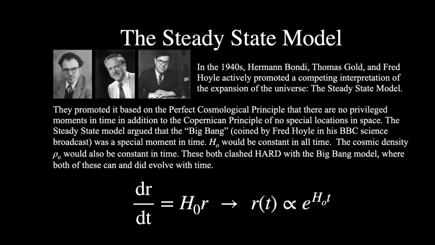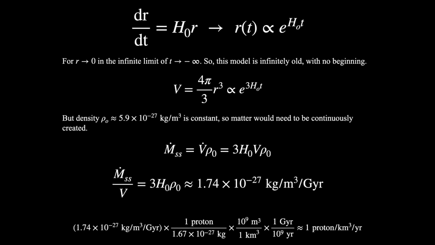With a functional form of an exponential, where v is equal to the derivative of the distance with respect to time, we can then say, wait a second, if you take r, which is the distance, and run it backwards in time, meaning getting it smaller and smaller, we find that to get to 0, we have to go back an infinite amount of time. So time has to go to negative infinity for r to go to 0. Therefore, in the steady state model, the steady state universe is infinitely old and has no beginning.